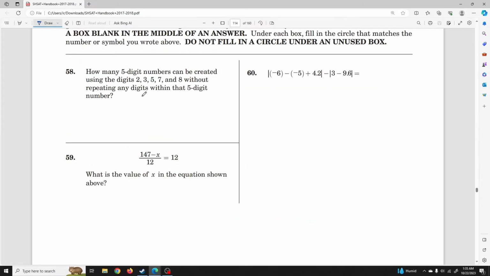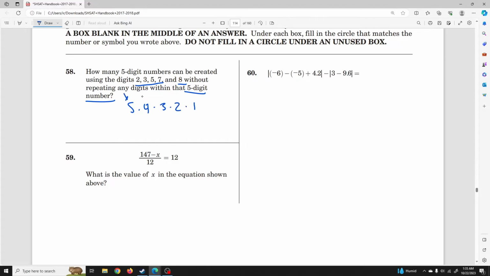It asks us how many 5-digit numbers can be created using digits 2, 3, 5, 7, and 8 without repeating any digits in that 5-digit number, right? So it's a combination and permutation question. We are just going to multiply 5 times 4 times 3 times 2 times 1, right?